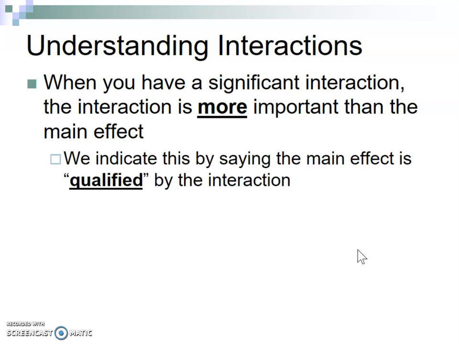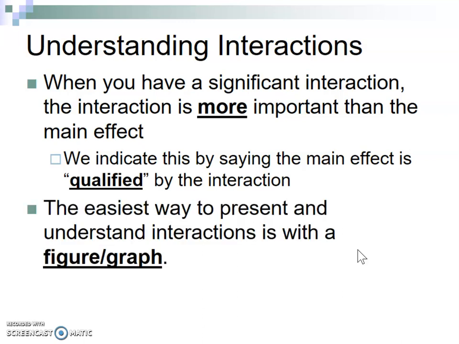The way that we indicate the interaction as being more important than the main effect is in our conclusions, we'll use this word qualified. And we'll say that the main effect was qualified by the interaction. You'll see that in a second when I return to my conclusion. But that's the reason why we'll use that word qualified: it says that basically that main effect is now dependent on this interaction effect.